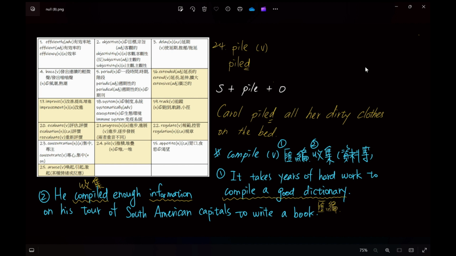Number two, it means to gather information. He compiled enough information on his tour of South American capitals to write a book. So that's what compile means.